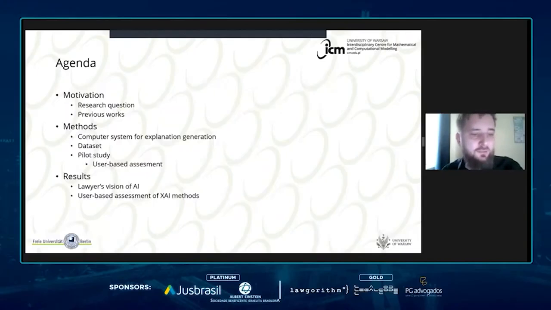This talk will be structured as follows. Firstly, I will start the presentation by stating the research question, and I will also refer to our previous work to fully present the motivation before the research undertaken here. Secondly, I will talk about the computer system we have designed and implemented for our experimental explanation generation. The discussion of systems architecture will be supplemented by the review of dataset that was used. Finally, I will describe the results of the pilot study that we conducted based on the explanations generated by our system.